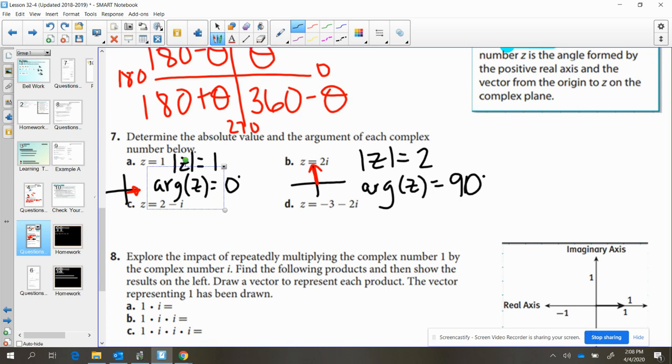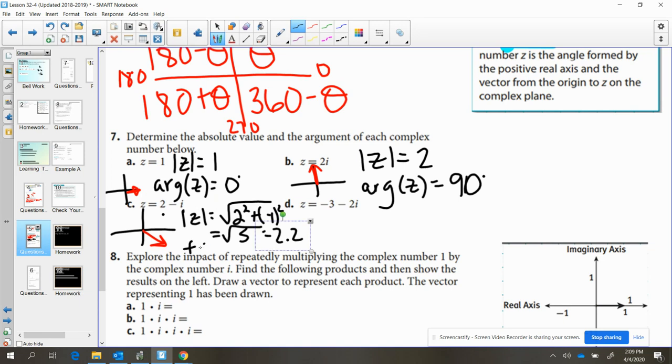Now, the next couple examples get a little bit trickier because we have both an a and a b component. So we are 2 units to the right, 1 unit down. So 2 to the right and 1 down. It's kind of the approximate picture we have going there. And we're going to do a little bit more work this time because our absolute value is going to be the square root of 2 squared plus negative 1 squared, aka the square root of 5, or the approximate value of that is about 2.2, depending on how you're writing your answer.